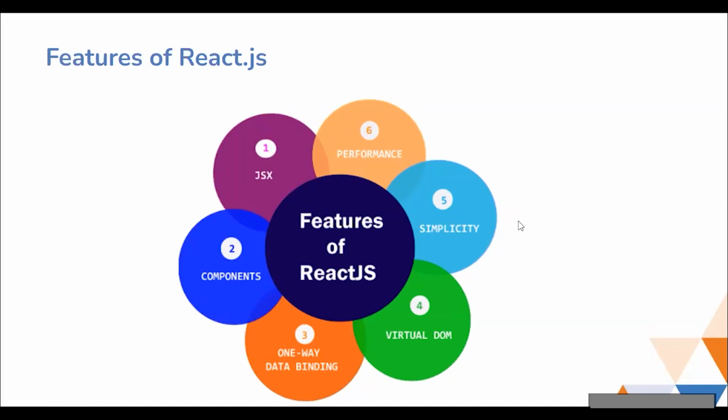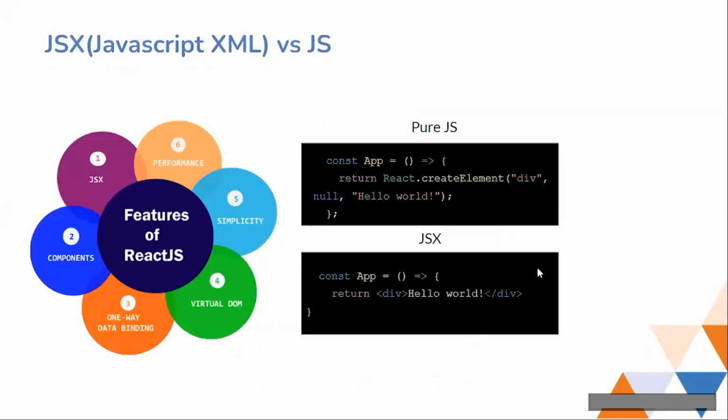Here you can see the six features of React.js. The first one is JSX, second is components, third is one-way data binding, fourth is virtual DOM, fifth is simplicity, and sixth is performance. Please go on to the next slide.